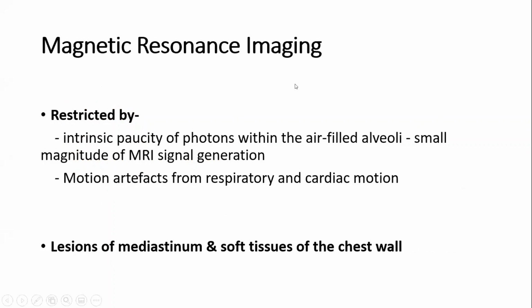MRI, we don't use much for lung parenchyma because it is restricted. Images are restricted by intrinsic paucity of photons within the air-filled alveoli, so you don't get many MRI signals to generate a good image. And though we use respiratory and cardiac gating, still there are motion artifacts limiting the use of MRI in children. But of course, for soft tissue lesions of the mediastinum and soft tissue lesions of the chest wall, it is better than CT for assessment.